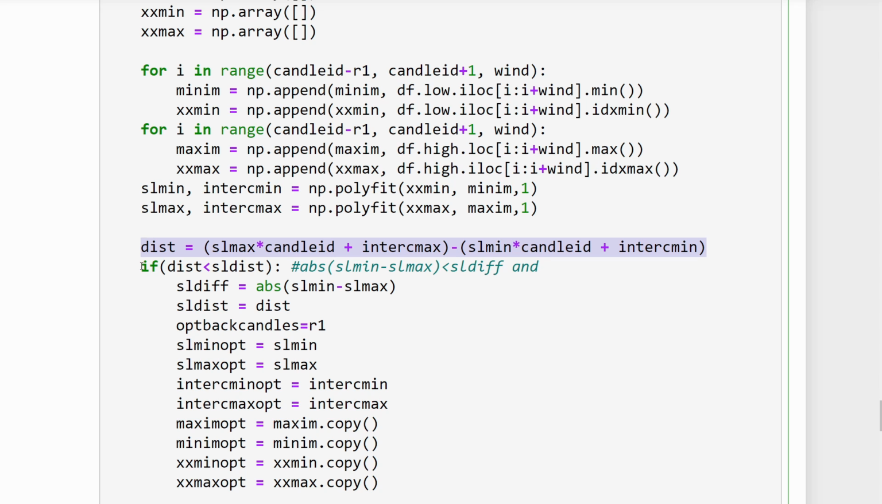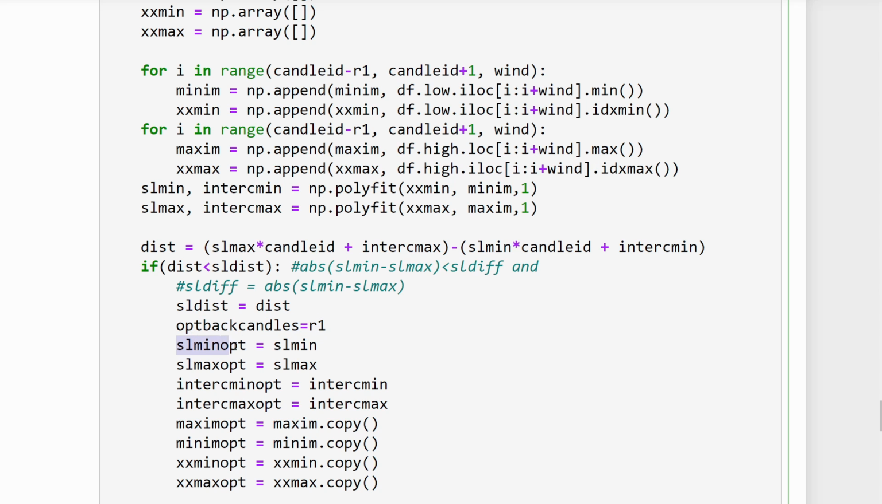And if the distance is less than my current distance, let's say, I have found a new minimum distance, a new situation where I have a smaller distance. And in this case, I'm going to save the new slopes distance. So this one is from the previous copy and paste. And I will save the optimized back candles number, which is the current R1 value.